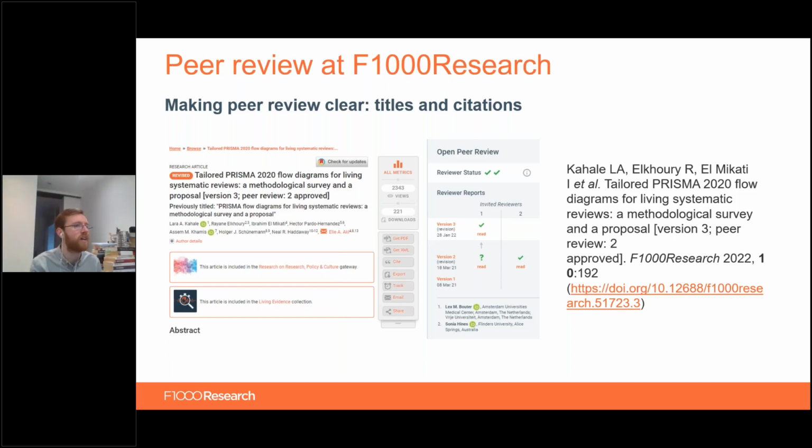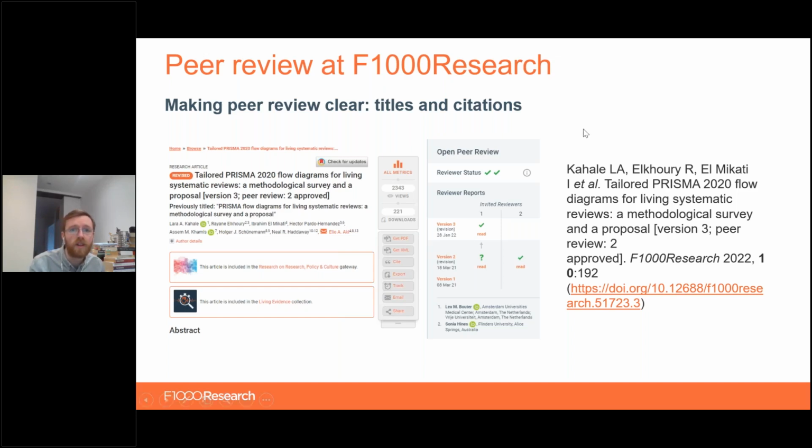The overall goal of peer review at F1000 is to ensure that it occurs openly so that readers can see what has occurred, that peer review validates and improves the article, and ultimately that peer review happens in a fair and ethical manner.